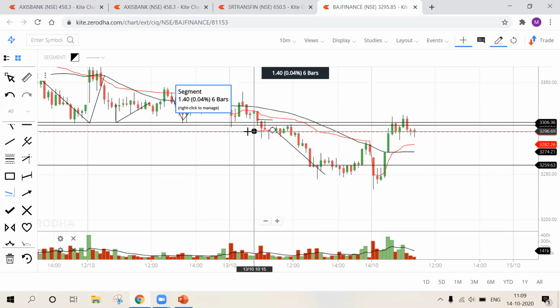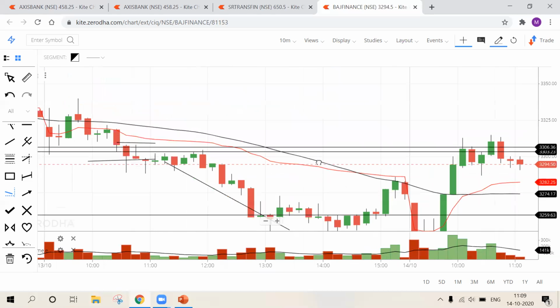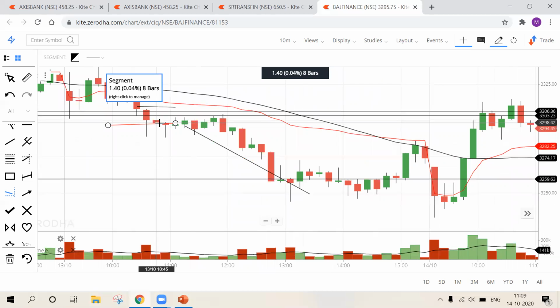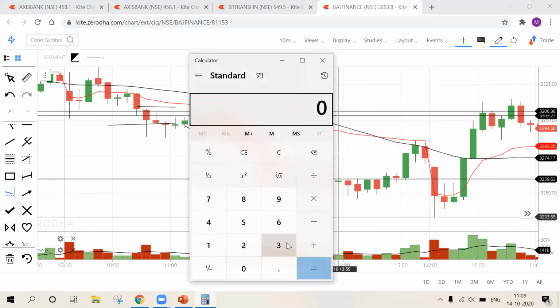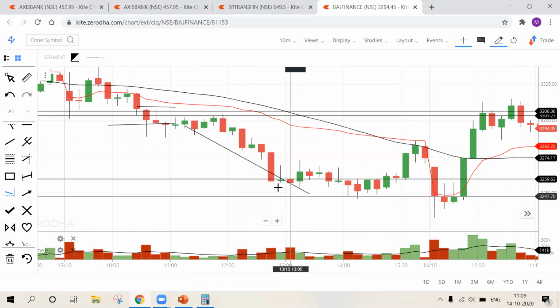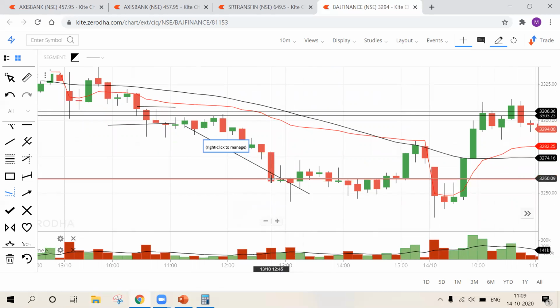So I'll be entering here at how much? I'll be entering at 3928. Okay, let me open the calculator. I have entered at 3928, minus, I'm going to exit at this first target. First target is 3260.